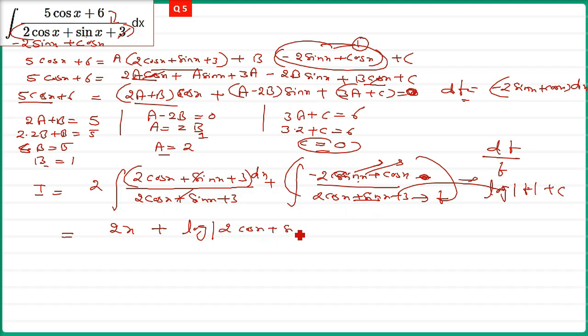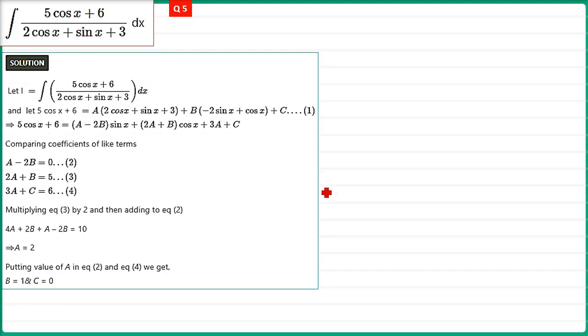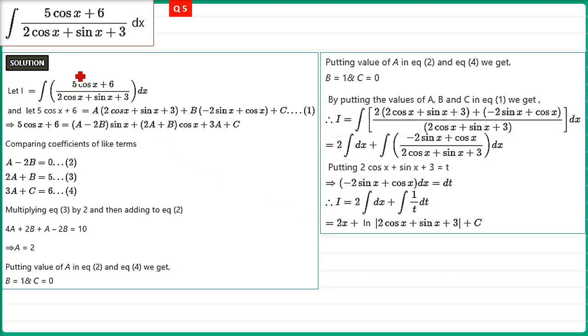Now write the denominator which was taken as t, 2 cos x plus sin x plus 3 plus constant of integration. This is your final answer. Now how to do this? The solution or the reference is in front of you. The whole idea is to convert the numerator in the form of the denominator or the differentiation of the denominator. Other things remain the same.